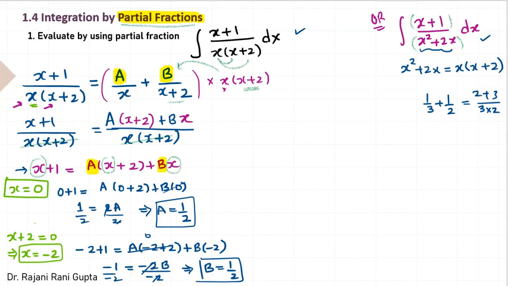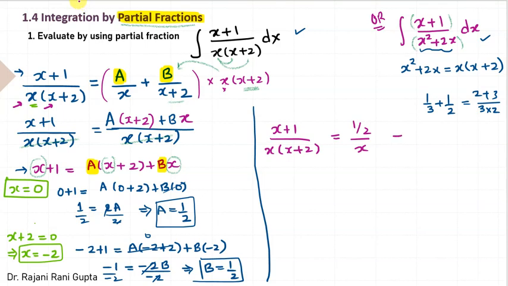So now once we get the value of a and b, we use it at the very first place where we introduced a and b. So this gives us x plus 1 over x times x plus 2 equal a, which is half over x, plus b, again half over x plus 2. So now evaluating this integral dx is same as finding the value of this integral plus this integral.